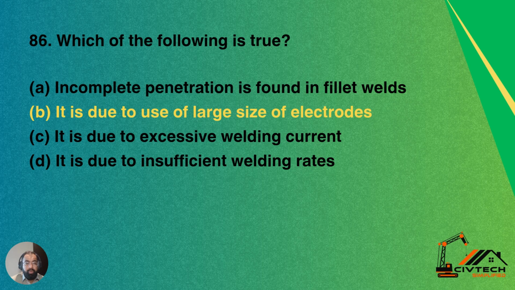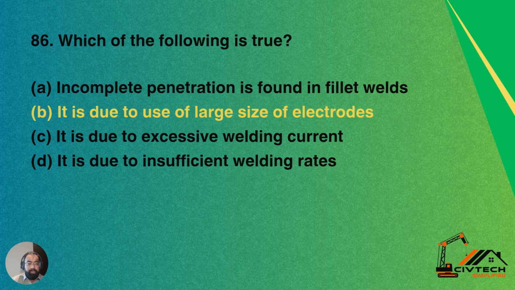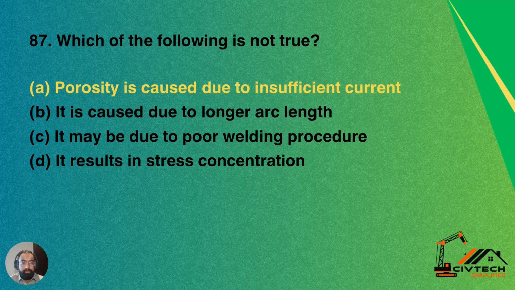Question 86. Which of the following is true? Option A, incomplete penetration is found in fillet welds. Option B, it is due to use of large size of electrodes. Option C, it is due to excessive welding current. Option D, it is due to insufficient welding rates. Option B is true. It is due to use of large size of electrodes. B is the correct answer.